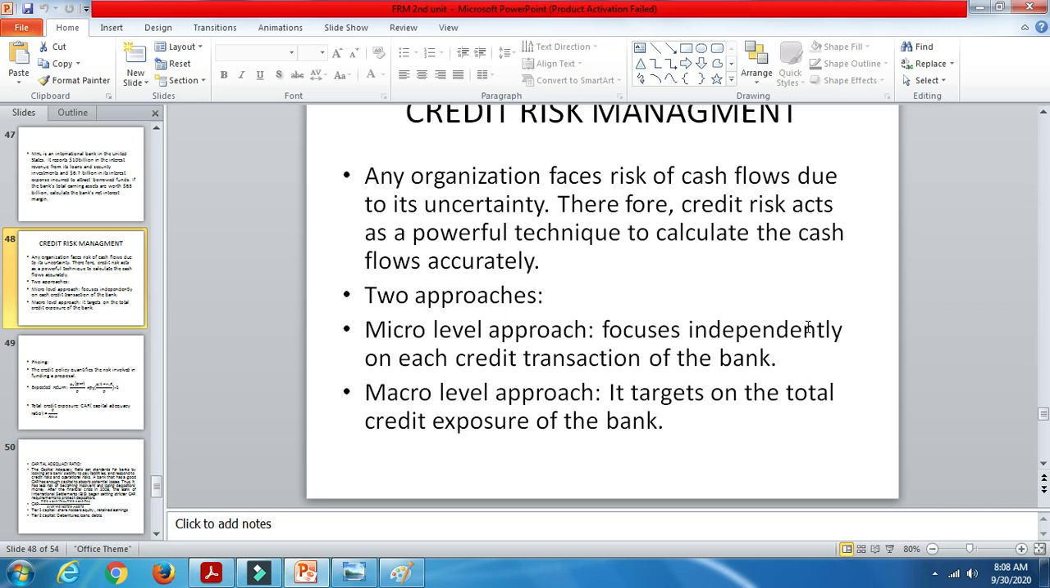Therefore, to control the problems of credit risk, banks have to be very careful. They have to implement a formal credit risk management. Okay, that has been divided into two. There are two approaches: micro level and macro level. Credit risk management at the micro level is focused on each credit transaction, small credit transactions that will be taken care of under the micro level. Whereas the macro level takes into consideration the total exposure of the bank.